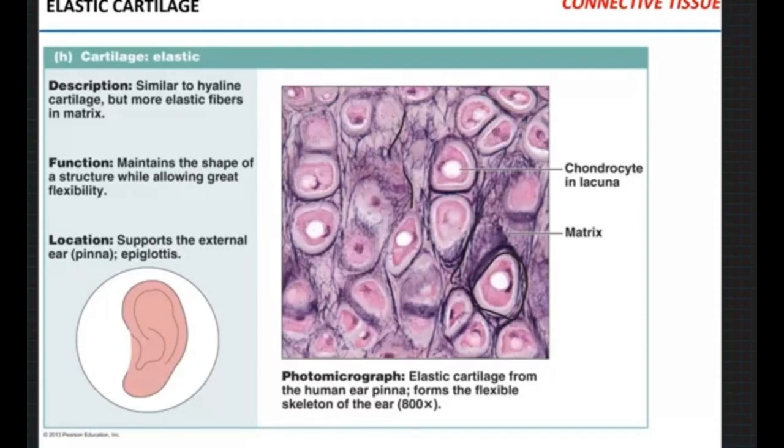So the only places where elastic cartilage is found in a human body are ears and epiglottis, which is the valve that closes your trachea when you swallow. That's it. Nowhere else. That's it for elastic.